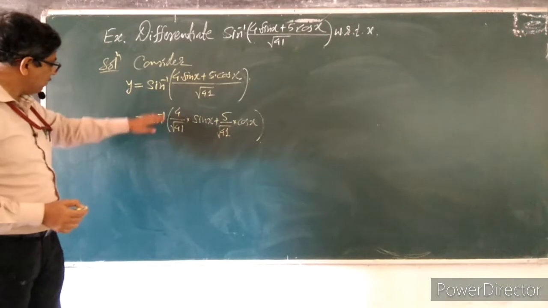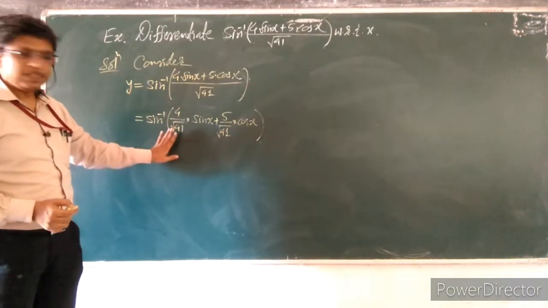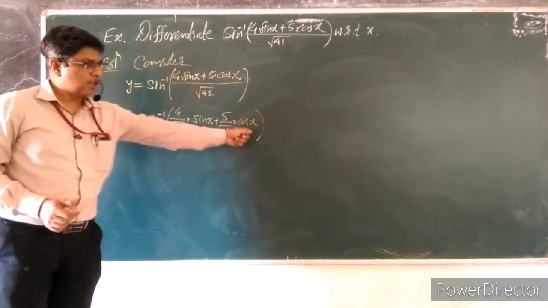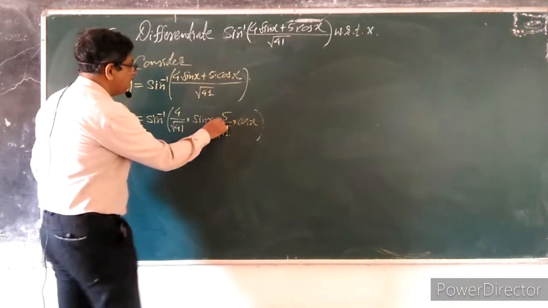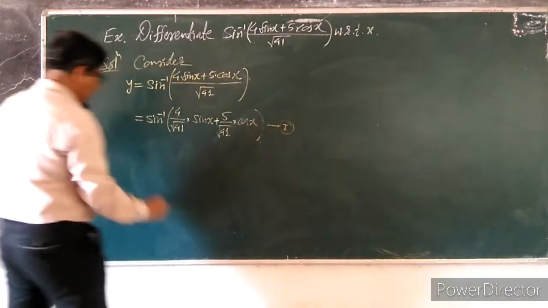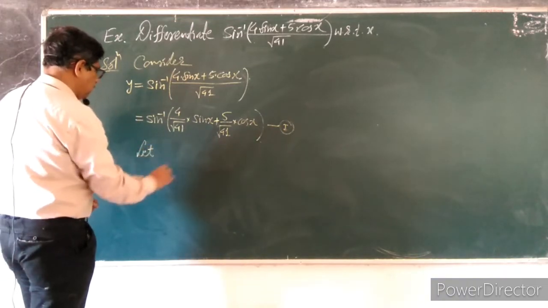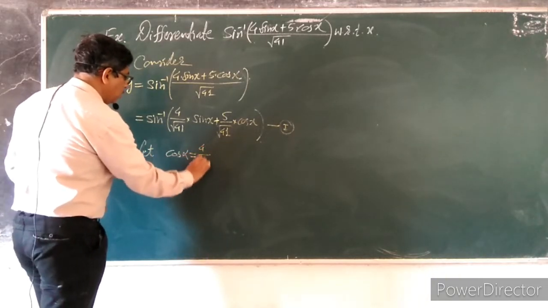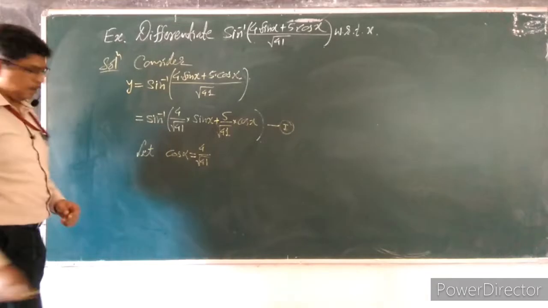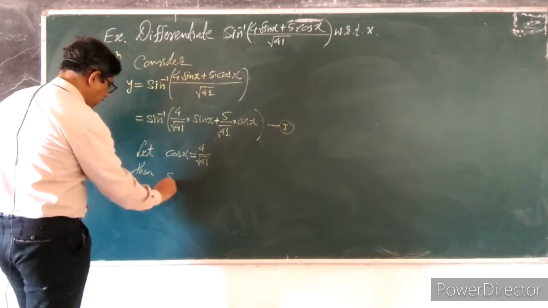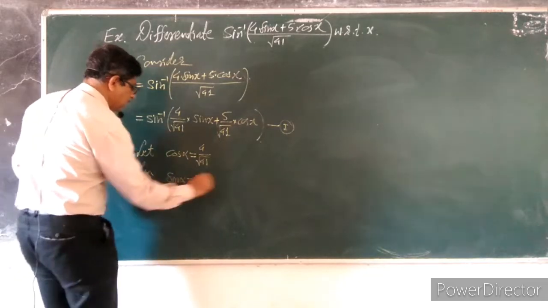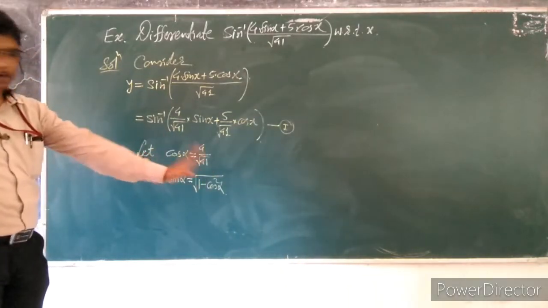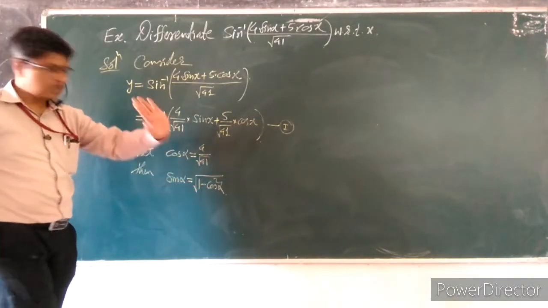Okay. Now see, we have sine inverse outside, so we have to adjust the terms in the form of sine. So this is sine, this is cos, and this should be in the form of sine. So I will call this first. Let cos of alpha be equal to 4 divided by root of 41. Then sin alpha is a root of 1 minus cos square alpha. Sin square alpha is 1 minus cos square alpha, so sin alpha can be written as root of 1 minus cos square alpha.